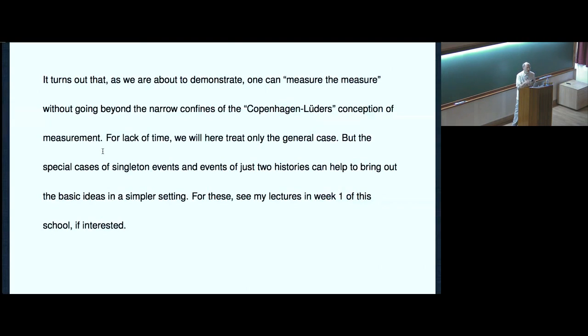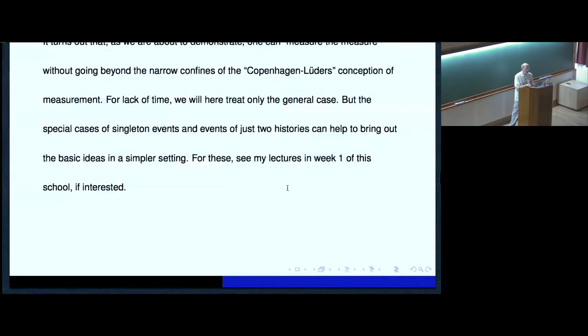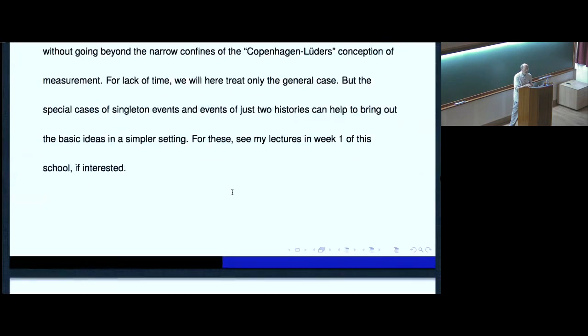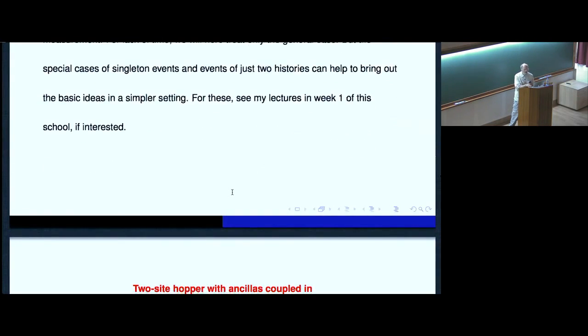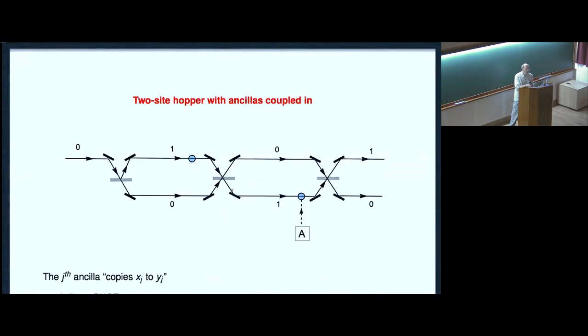For lack of time, we will only treat here the general case. But in my lectures in the school, I did a couple of simpler cases, the singleton events, which I just referred to, and the next simplest thing, which is events consisting of just two histories. If you have time and are interested, go back and see the lectures, and maybe that'll provide a little extra intuition of what's going on and why we're doing what we're doing.